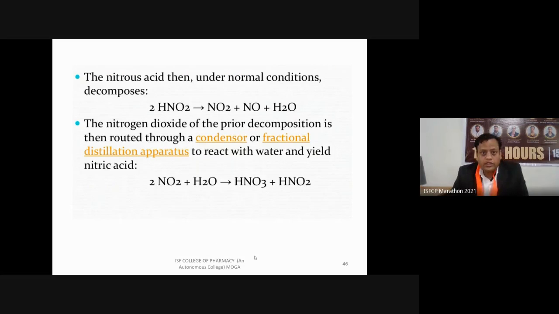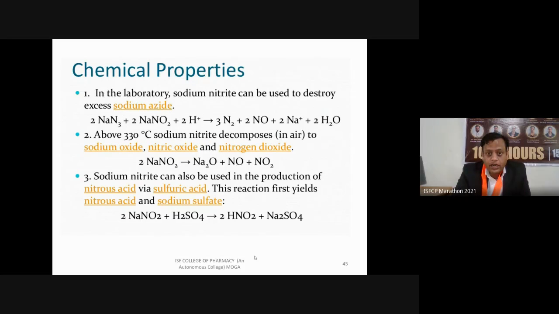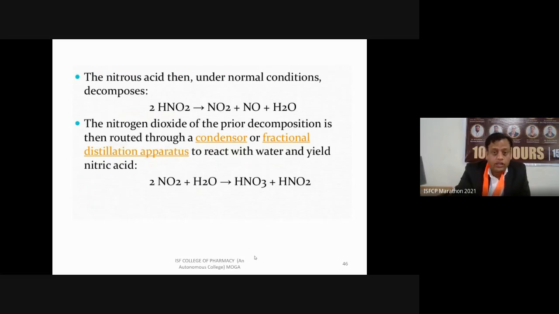The nitrous acid, which is produced in the previous reaction, decomposes further into sodium nitrite, nitric oxide, and nitrogen dioxide. As we discussed, sodium nitrite, when it reacts with H2SO4, forms nitrous acid and sodium sulfate, and this nitrous acid further decomposes into sodium nitrite, nitric oxide, and nitrogen dioxide. The nitrogen dioxide of this decomposition is then routed through a condenser or fractional distillation to react with water and yield nitric acid. So this nitrogen dioxide which we get in the reaction further reacts with water and forms nitric acid and nitrous acid.